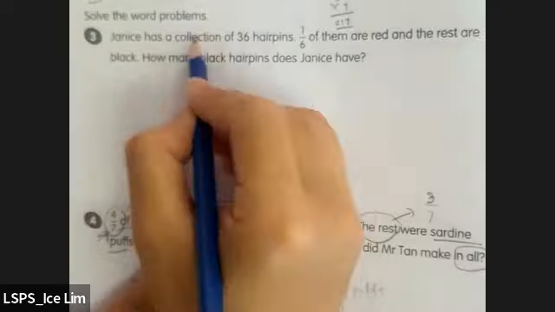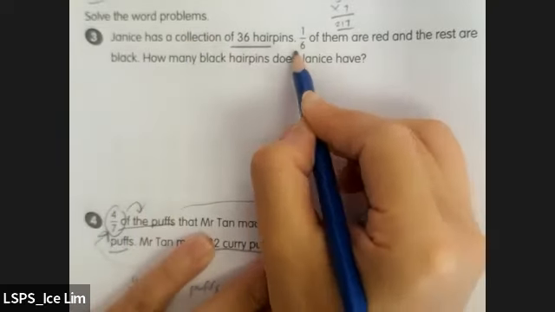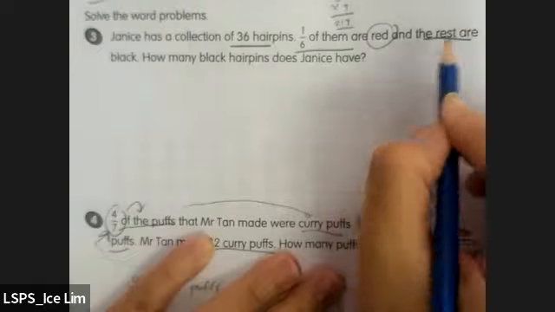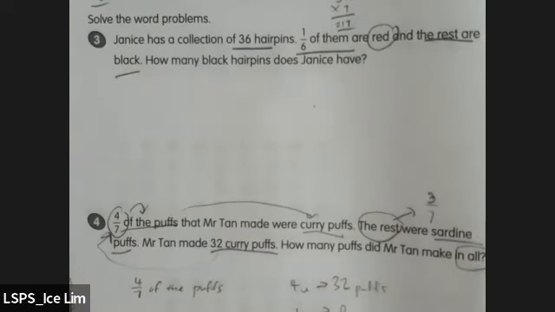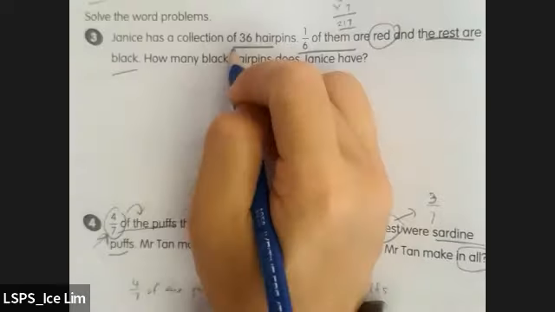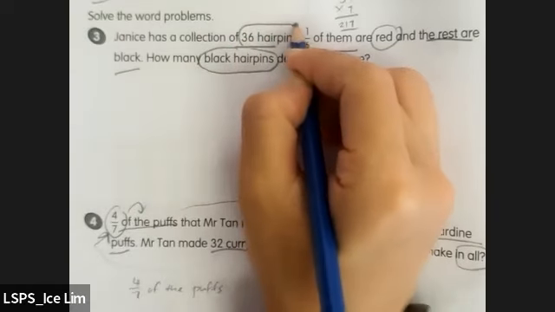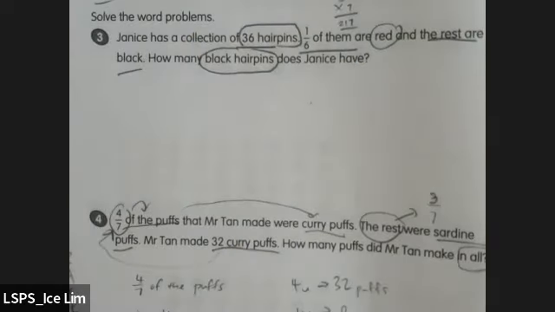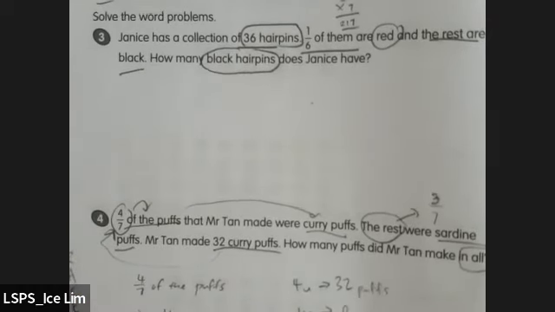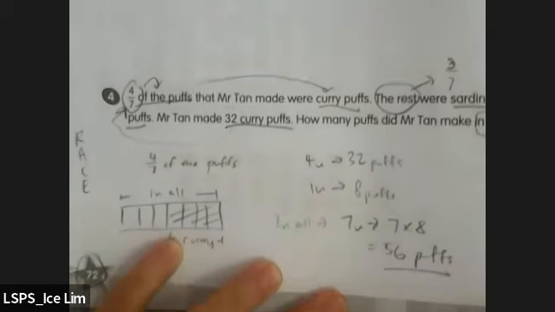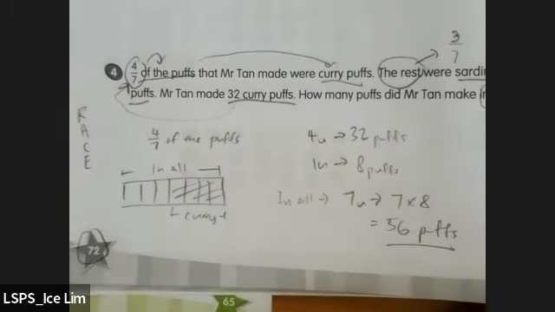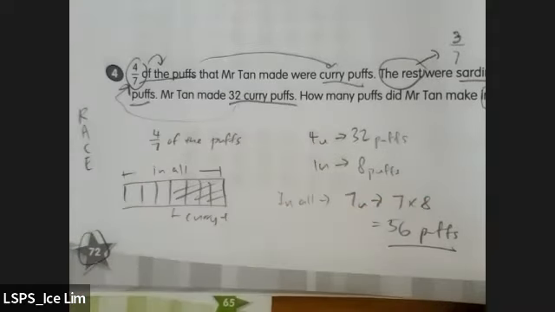Now, a collection of 36 pins, 6 are red, and the rest are black. Then how many black pins does Janice have? I go into my RACE steps, and the RACE steps help me decide later which method is the best. Just now I was able to tell you cancel doesn't work because I know the question already, but I picked the question. Then you have to think why it doesn't work.